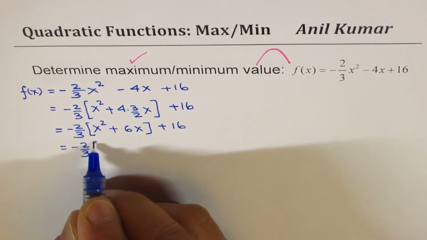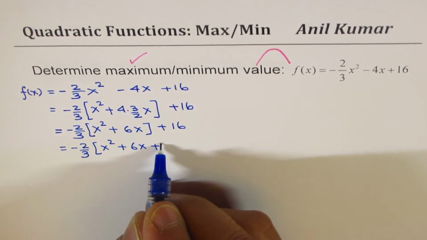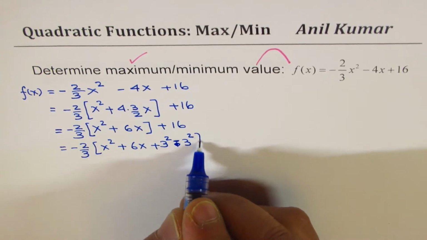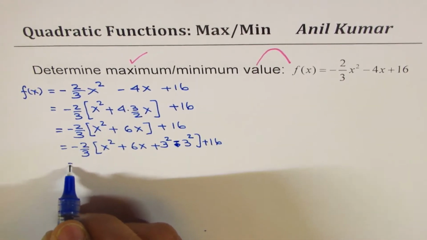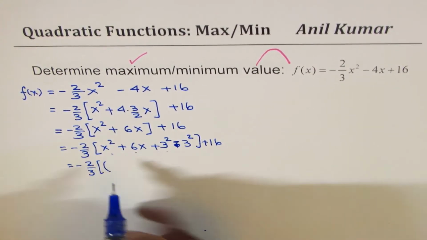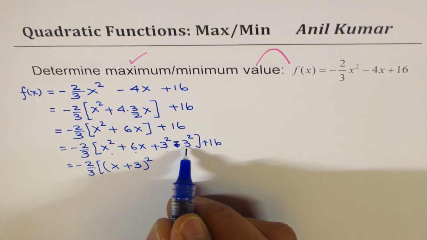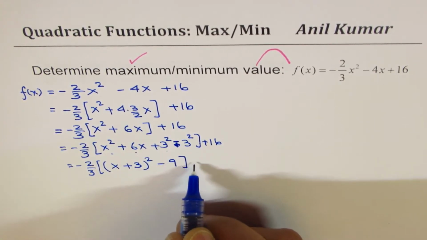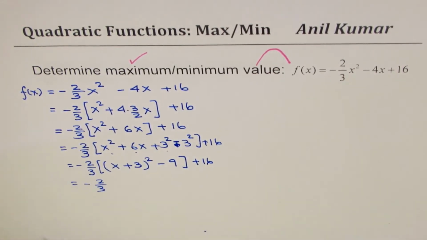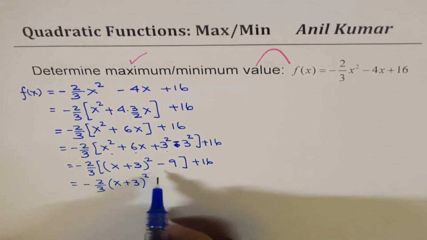So we have minus 2 over 3 x squared plus 6x. Half of 6 is 3. We'll add and subtract the square of 3 plus 16, correct? So that gives us minus 2 over 3. First 3 terms are perfect squares. x plus 3 whole square minus 3 square is minus 9 plus 16. Open the bracket. So we have minus 2 over 3 x plus 3 whole square.